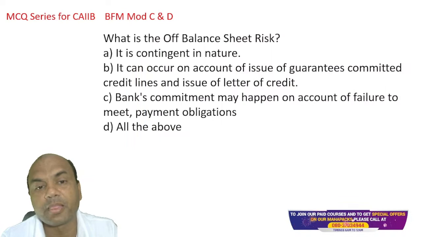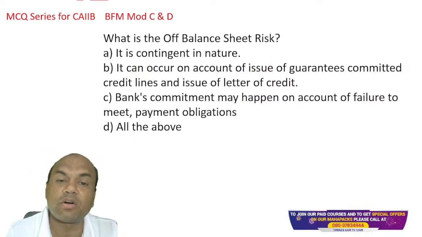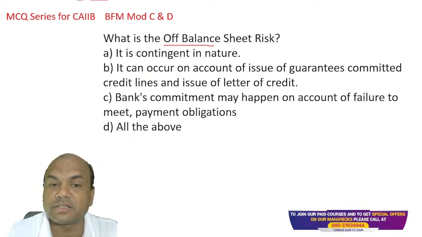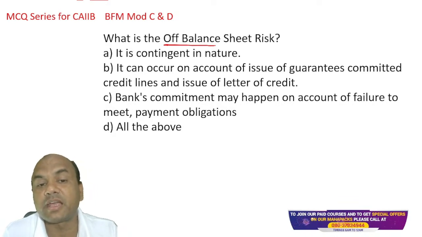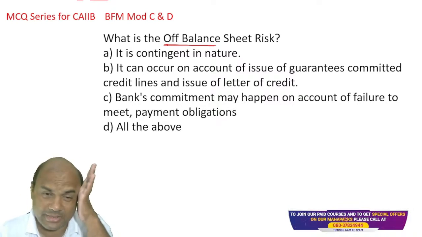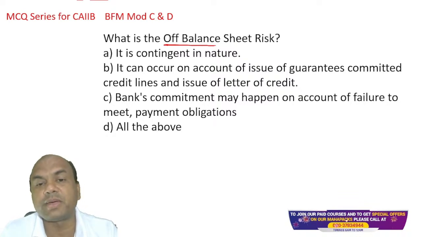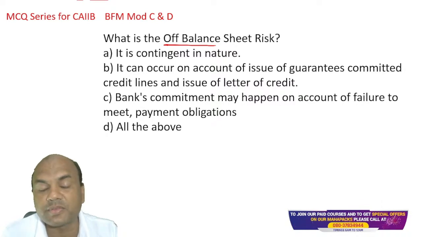Okay. What is the off balance sheet risk? Look at this, off balance sheet risk. It is contingent in nature. It can occur on account of issue of guarantees, committed credit lines, and issue of LCs. Bank's commitment may happen on account of failure to meet the payment obligations, and all of these. So now let me get the answer from you first. What is off balance sheet risk? Is this A or B or C or D? All of them.